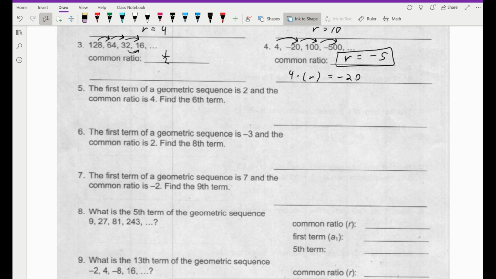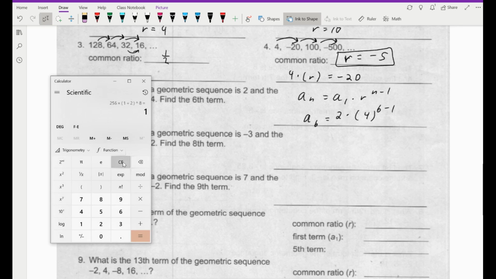Now, number 5, we'll start using our equation. A sub n equals a sub 1 times r raised to the n minus 1. It says the first term is 2, and it's growing by a factor of 4, or a common ratio of 4. Find the sixth term, which is 6 minus 1. So I'll write it as a sub 6. So it's going to be 2 times 4 to the 5th. Let's try that. We do 2 times 4 raised to the 5th, and we get 2,048.